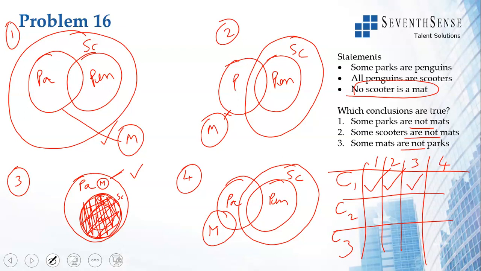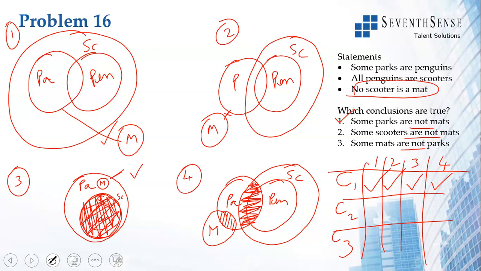Very, very important. Even in diagram 4, this part of parks can never be mats. Here, some parks are mats is also true. Some parks are not mats is also true, because this area can never be mats, as it is the common area with scooters and no scooter is a mat. Hence I have conclusion 1 true in all the diagrams. Conclusion 1 is true.